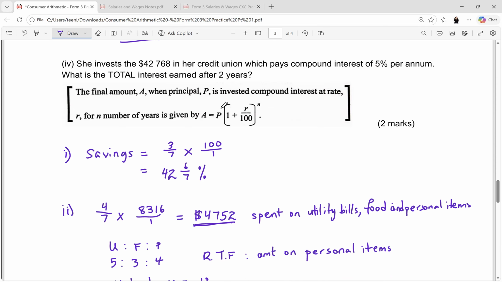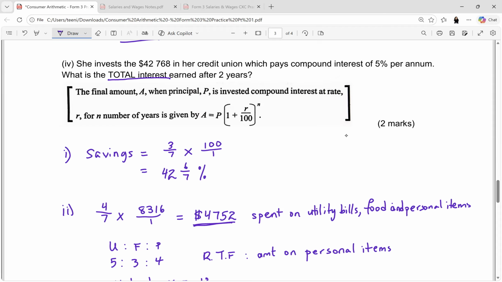Okay, and this is the final amount. The question is only asking us for the interest. So once you know the final amount and you know the principal, Matthias, how do we find the interest again? If we know the total amount and the principal, how would we find the interest? Minus it. Yes, we'll minus.